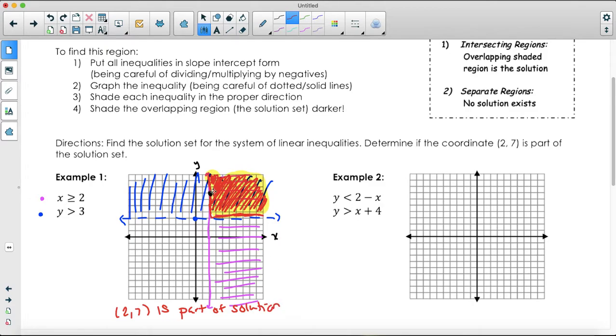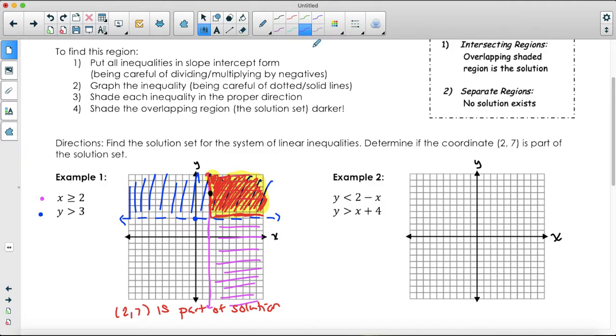The coordinate is on the solid line, therefore it is incorporated in the solution. Our second example, we want to make sure our inequalities are in slope-intercept form, which it is because y is by itself, so we don't have to worry about dividing by a negative. We need to graph each individual line.